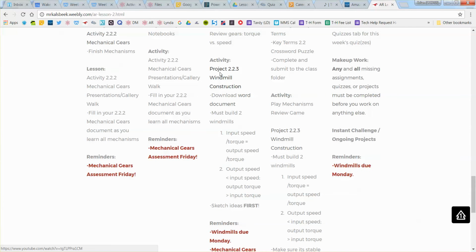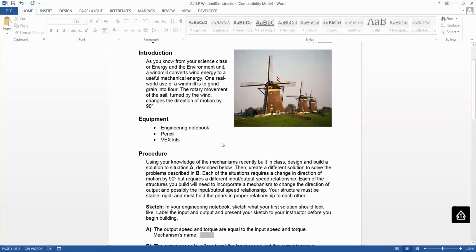And the first thing you do, other than watch the video, which you're doing now, is download the Word document here. So it looks like this once you've downloaded it.